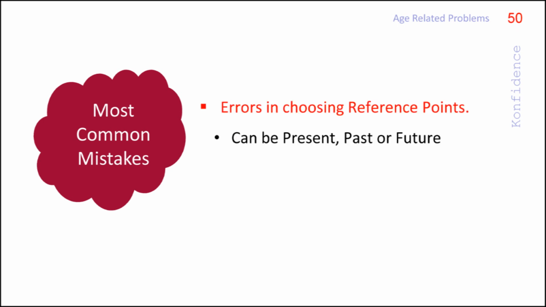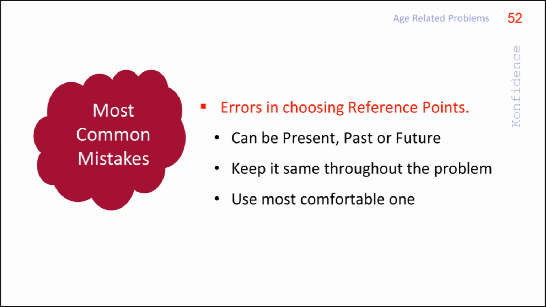The next concerns the reference point for the calculations. The reference point can be the past, the present, or the future, but it has to remain the same throughout the problem. In the previous example, the present was the reference, but it can be the past or even the future. The only thing is that the reference to the variable will change accordingly. Instead of the present age being B, it will be B's age after 10 years. That's all. You can use any point as the reference point, but make sure that you use the most comfortable one and keep it the same throughout.